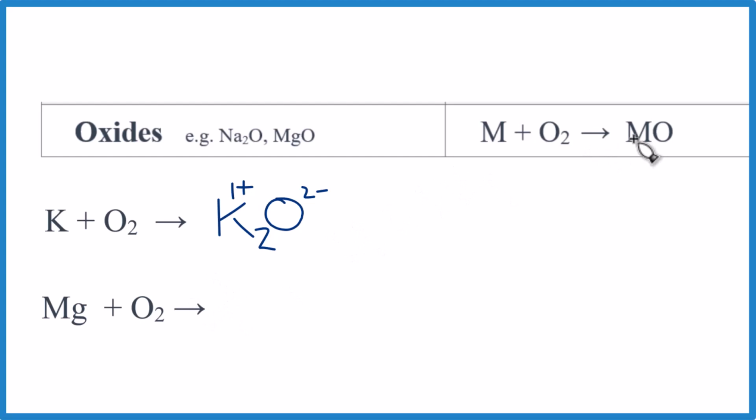So we should end up with MgO, like this. But remember, we always want to check the charge. And magnesium, group 2, that's 2 plus. We know oxygen is 2 minus. It's all good, those balance out.